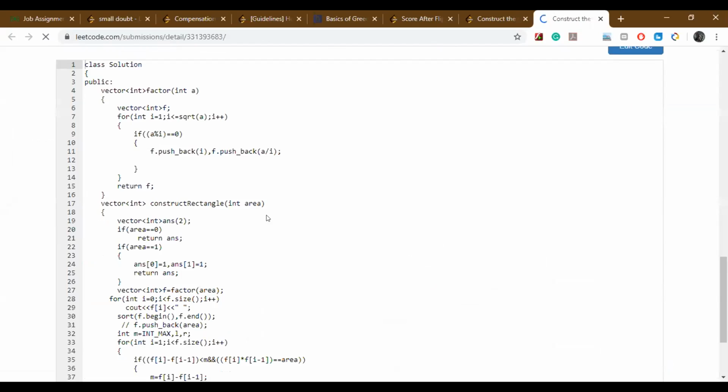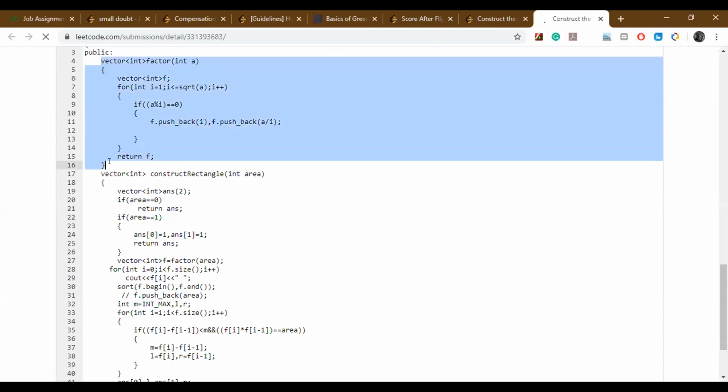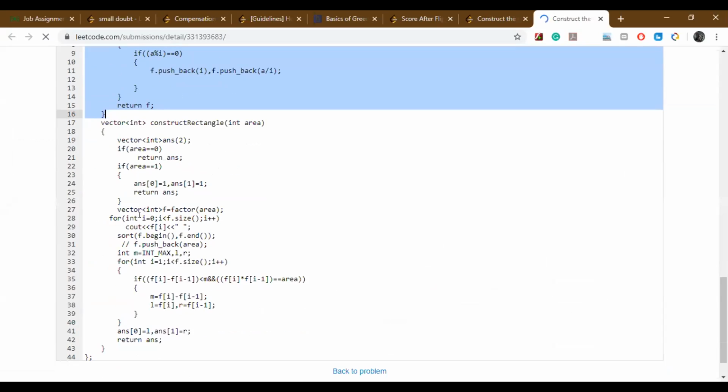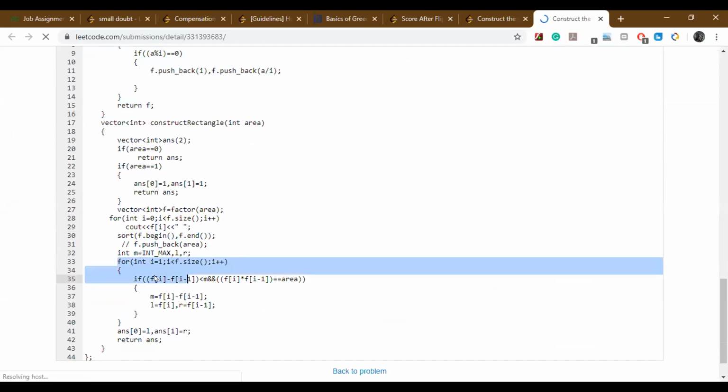So this is the code. This is for the factorization. For factorization, I found the factors of the number. Then I sorted that vector, iterated through it and found the minimum difference, and ensured that f[i] times f[i-1] should be equal to the area, stored that number in L and R, and finally returned the answer.